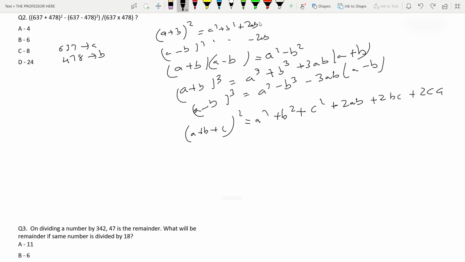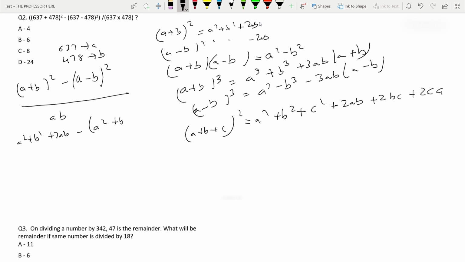So now this expression changes to a plus b the whole square minus a minus b the whole square divided by a into b. Now let's expand it: a square plus b square plus 2ab minus a square plus b square minus 2ab. When you open the bracket, a square and b square get cancelled, so it becomes 2ab plus 2ab, 4ab, divided by ab. ab gets cancelled, so the answer is 4. So it becomes very simple when you apply the expansions. If you think these questions are very simple, don't worry, we will get into tougher questions later on.